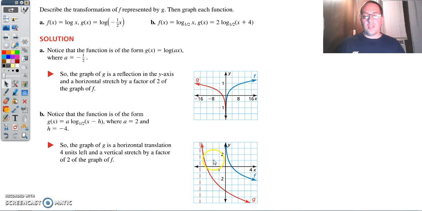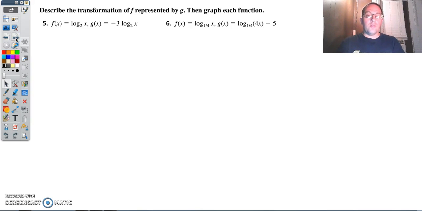Easy to see the horizontal translation because it moves that asymptote over. Hard to see the vertical stretch. So again, you're going to want to get your transformations off the function, not off the graph, because the graph is kind of hard to see what happened other than the slides. Slides you can see, reflections you can see, stretches and shrinks, not so much visual there. Definitely want to get those off the functions. So what I want you to do, find the transformations on 5 and 6, pause the video, work it out, then come back and check your answers.